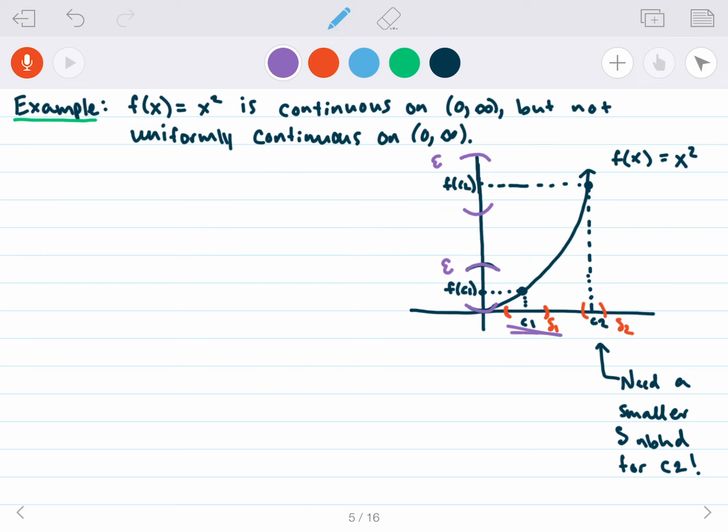The delta neighborhood that worked here is not going to work here, right? Because if we consider this c1 on the less steep part of the curve, I say, okay, well, this delta neighborhood is going to work because everybody that lies in this neighborhood, when you project up on the curve, actually lies in the prescribed epsilon neighborhood. But that same neighborhood won't work for the other point that I have drawn here. And let me get my picture back. There we go. The other point that I've drawn here is c2.